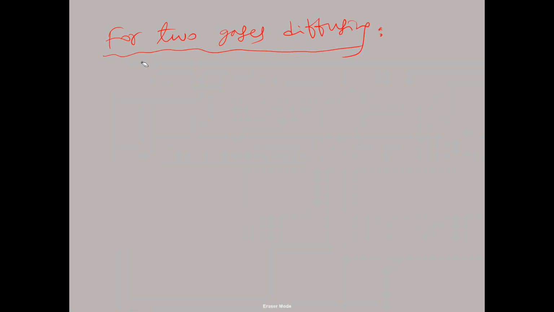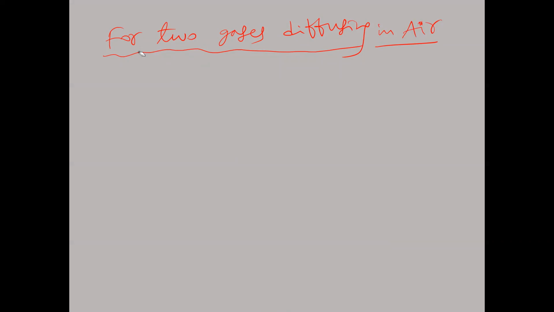So when two gases diffuse in air, or in vacuum. In vacuum there won't be any medium, but in air there will be a gaseous medium and some dust particles. Different media will be there in air, but in vacuum there won't be any medium.